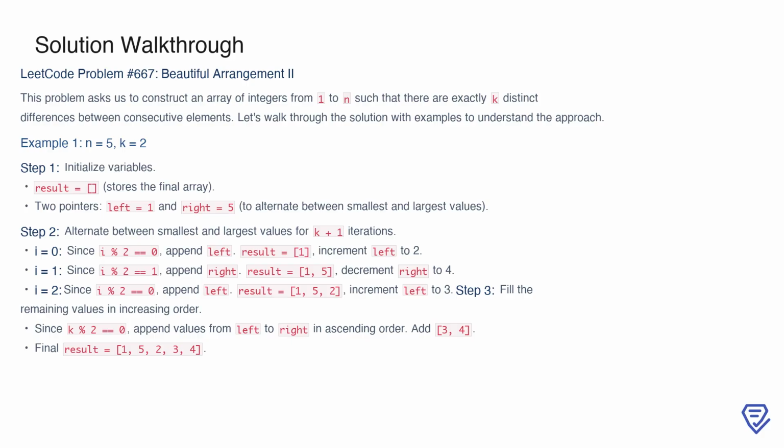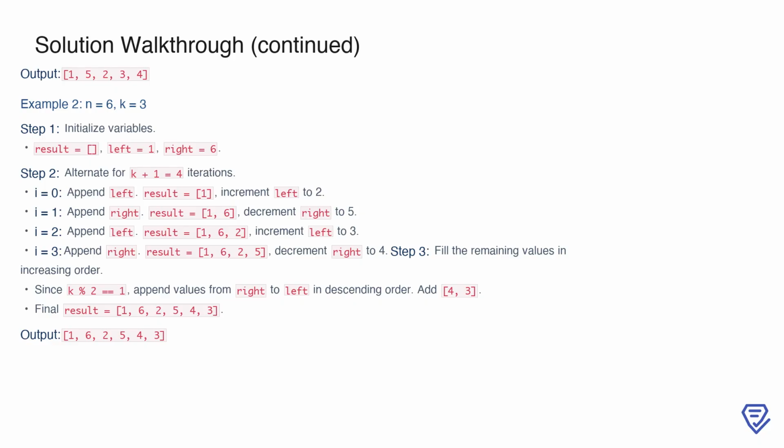Once we've completed k plus 1 iterations, we fill in the rest of the array with values in ascending order, adding 3, 4, to finalize the result as 1, 5, 2, 3, 4. This process ensures the array contains the required k distinct differences. The output for the first example is 1, 5, 2, 3, 4.